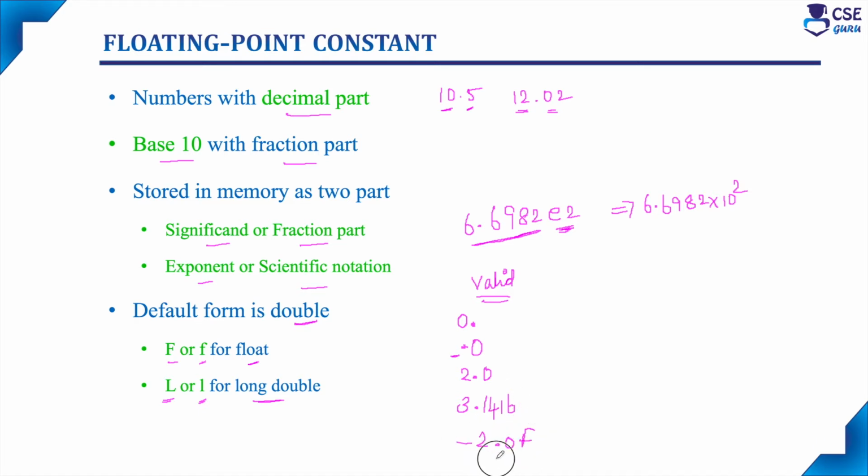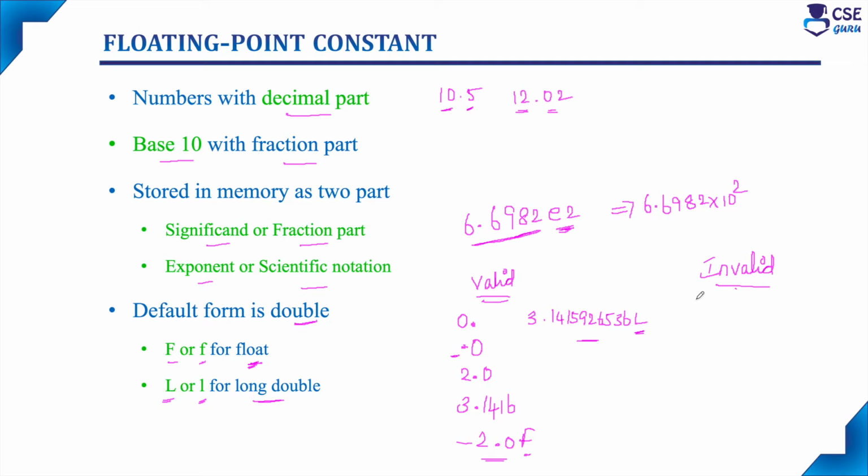And this is a valid floating point constant since we have included small f here. So this represents the float data type. And if you want to represent a long double, this is a valid floating point constant. Here it is representing a long double floating point constant. So these are all the valid floating point constants.